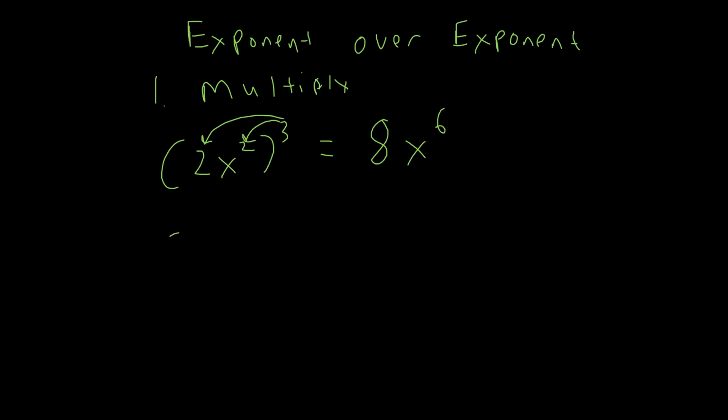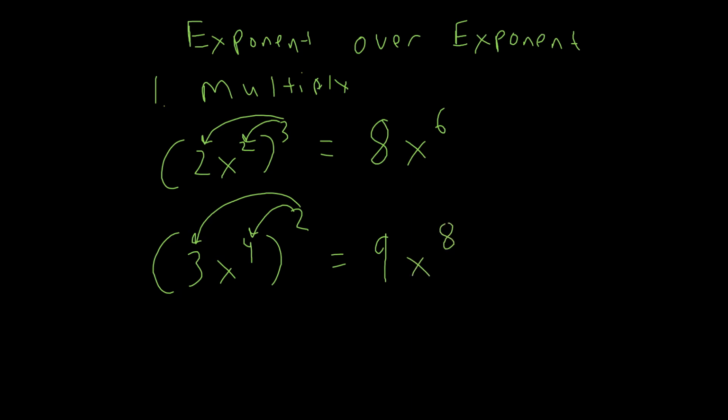So if I was going to do another one, let's say 3x to the fourth power squared. The first one will go here. So 3 to the second power is 3 times 3, which is 9. And then if it's an exponent over an exponent, we multiply. So 4 times 2 is 8. And that's how you do exponent over an exponent, is that you simply multiply.